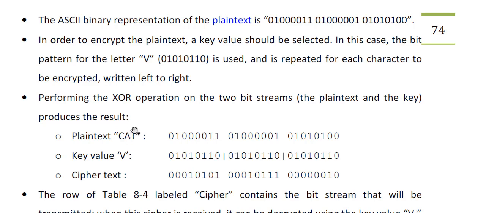The plain text is cat: C, A, and T. This is C, its ASCII value. This is A, and this is T. And we apply the exclusive OR with the letter V, which is duplicated. So here is the result. Of course, the XOR is applied at the bit level, bit by bit. So 0 XOR 0 is 0, 1 XOR 1 is 0. Here 0 exclusive OR 1 is 1, and so forth. So we can get the ciphertext value, which is this value. All right.